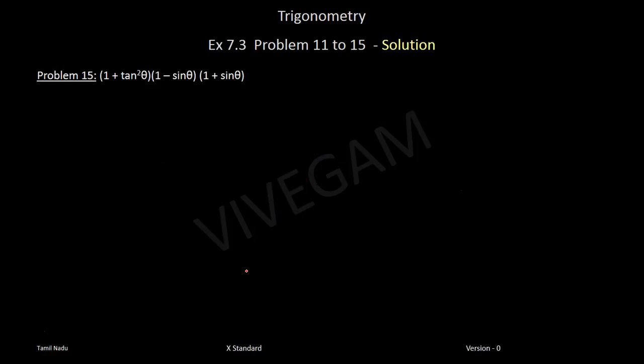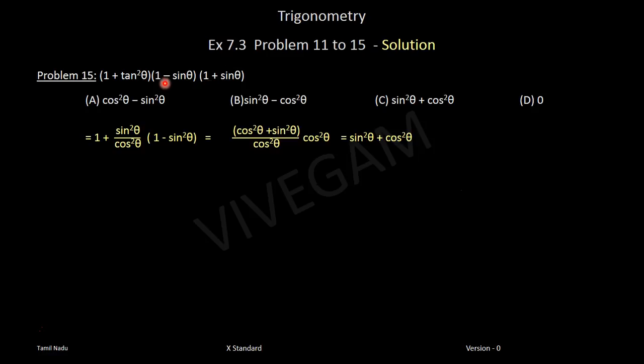Okay, right. Now let's go to problem 15. 1 plus tan square theta into 1 minus sin theta into 1 plus tan theta, sin theta. So this is A plus B into A minus B, right? So this will become 1 minus sin square theta, and this I am replacing as sin square theta by cos square theta, because all our options are in terms of sin theta and cos theta. So you'll have to look at the options and select the method of doing it.